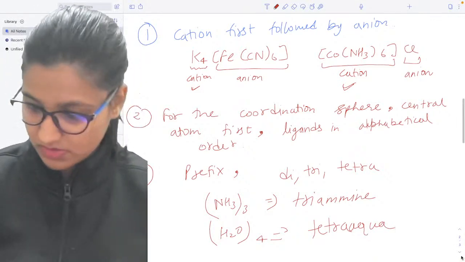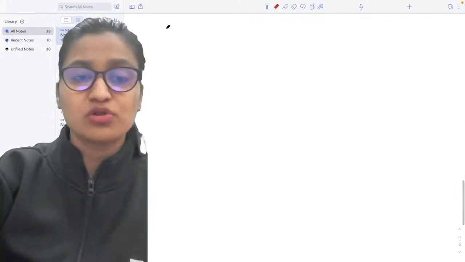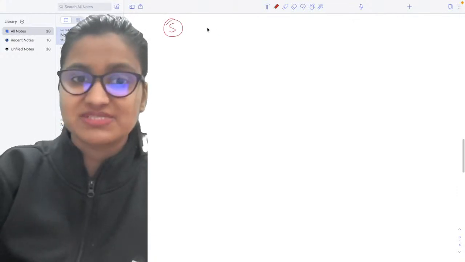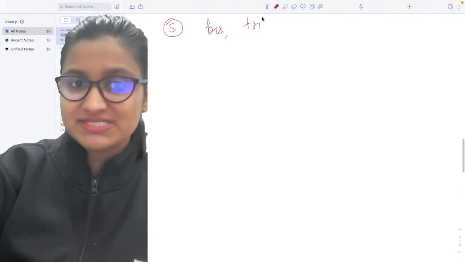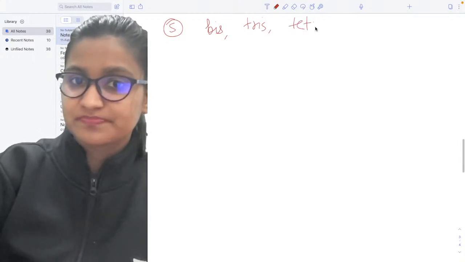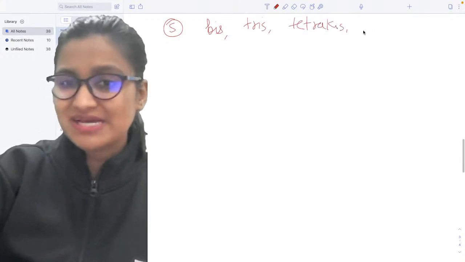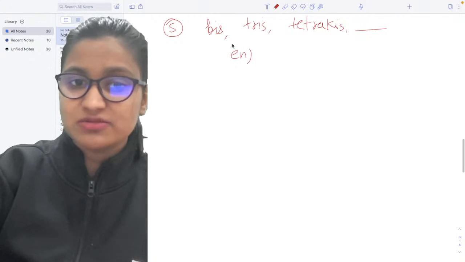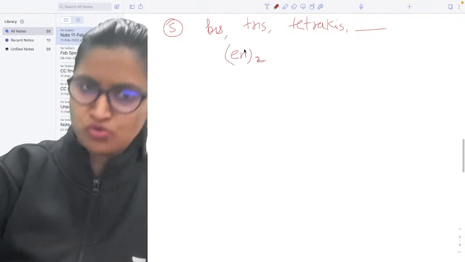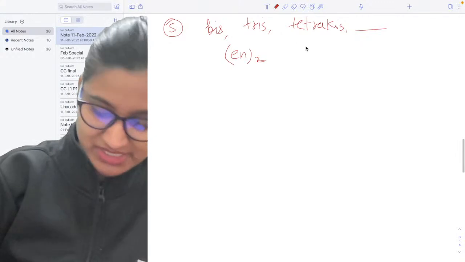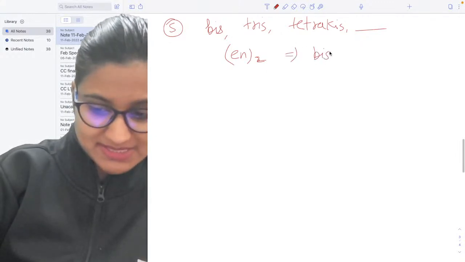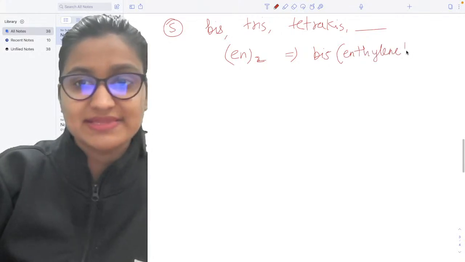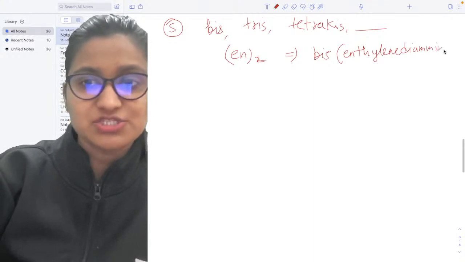ठीक है, अगर ligand के नाम में ही already bi, di, tetra ऐसे लगा हुआ है, in that case you will use different prefixes such as bis, tris, tetrakis, pentakis in this way. जैसे कि इथाइलिन डाइअमीन. If it is en whole twice, आपके पास 2 इथाइलिन डाइअमीन है. So how will you write it? You will write it as bis, फिर ब्रैकेट में इथाइलिन diamine. In this way you will write.